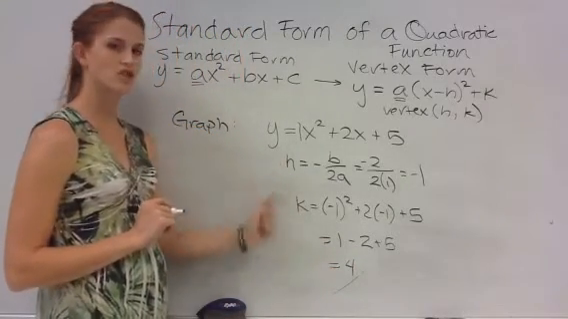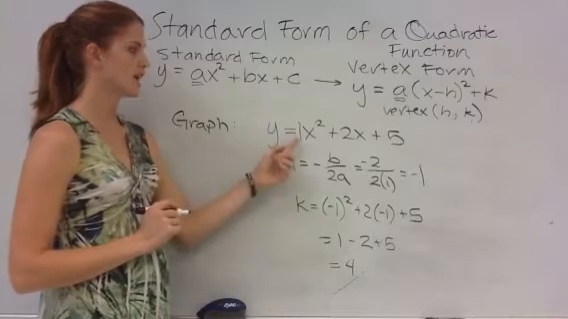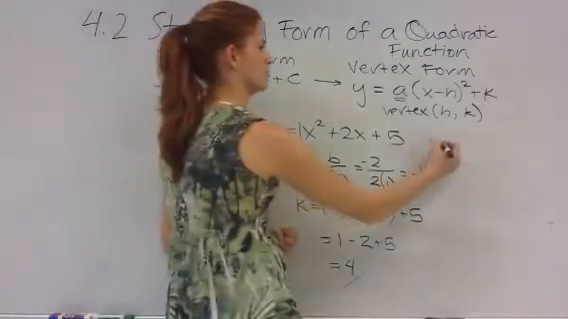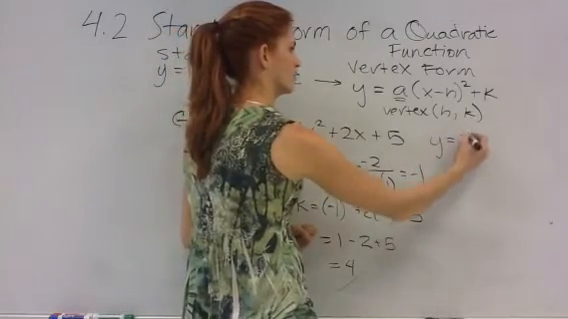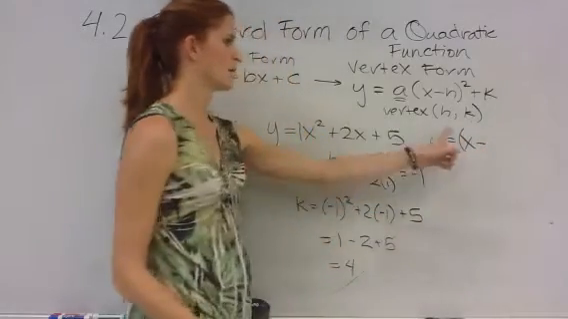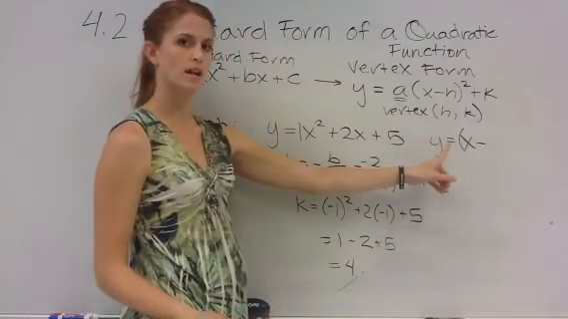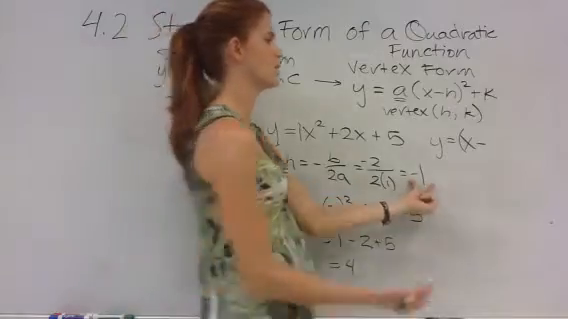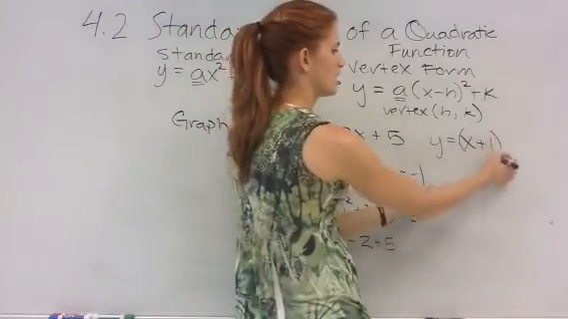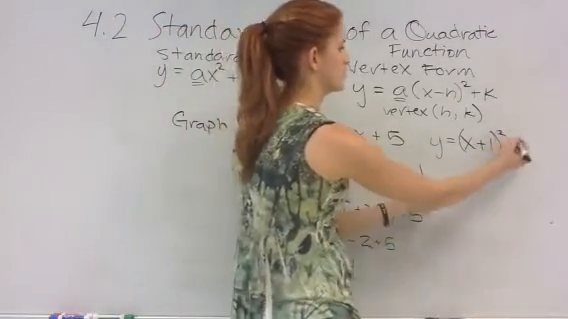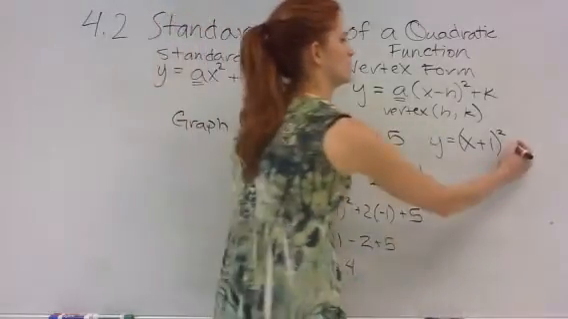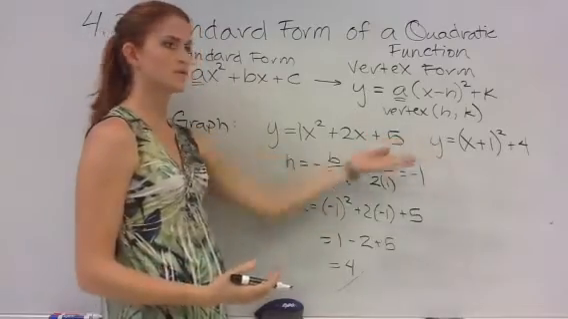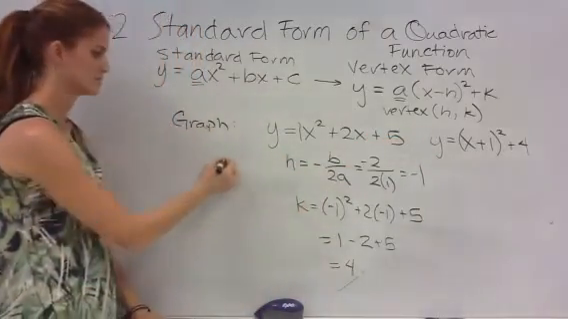So now I have h, I have k, and I know my a value is still 1. So I'm going to write it in vertex form. So my 1 goes right out here. I don't have to write it because it's just a 1. So x minus my h value, which is a negative 1, that means it's going to be written like that, plus 1. Then my k goes here. Now that I have it written in vertex form, it's going to be easy to graph.